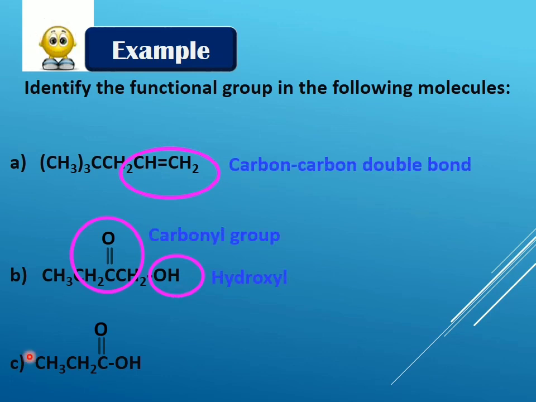And for the last one, structure C, we have the C double bond O, OH. So this functional group belongs to the class of carboxylic acid. So the name of the functional group is carboxyl group.